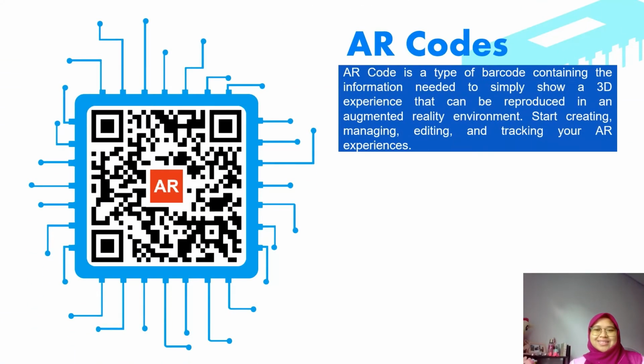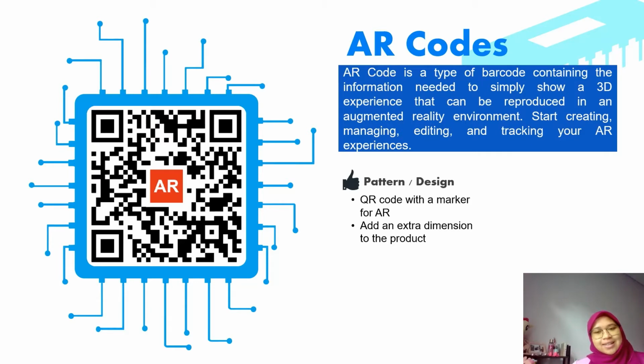AR codes. AR code is a type of barcode containing the information needed to simply show a 3D experience that can be reproduced in an augmented reality environment. Start creating, managing, editing, and tracking your AR experience.